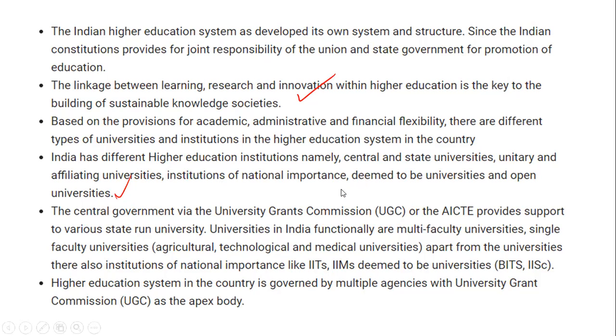Universities in India were functionally formed as multi-faculty universities and single faculty universities, including agriculture, technology, and medical universities. Apart from the universities, there were also institutions like the institutions of national importance, IITs and IIMs. Higher education in India is governed by multiple agencies, with UGC as one of the apex bodies. So this was the amount of development which happened in the post-independence period in India.